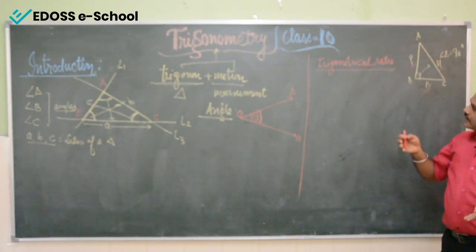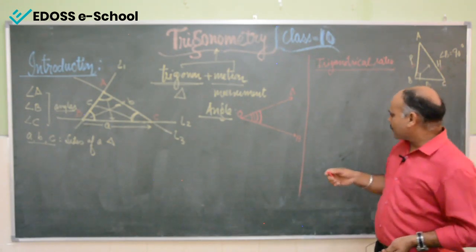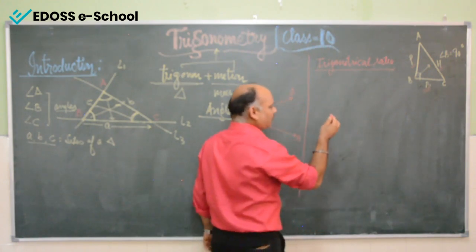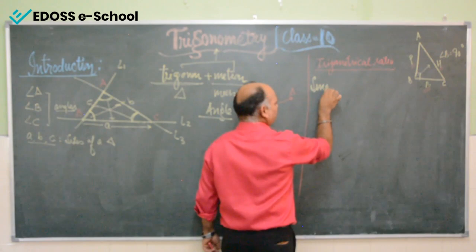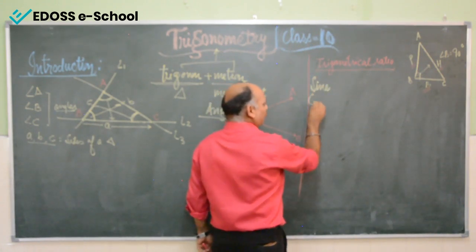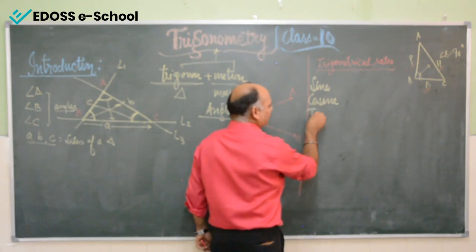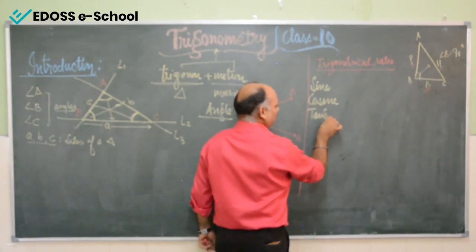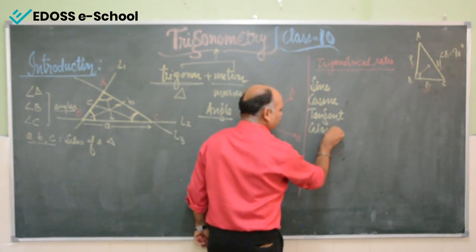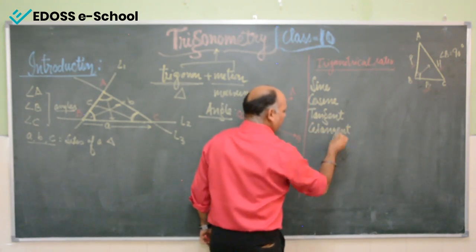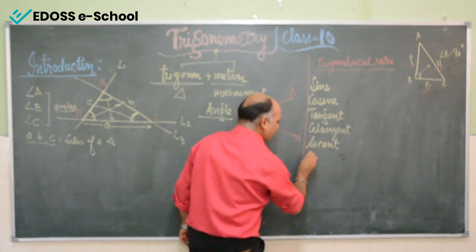Okay. Now I was talking about the trigonometrical ratios. There are 6 trigonometrical ratios. The first one is sine, S-I-N-E, sine. The second one is cosine. The third one is tangent. Then cotangent. Then secant. And the last one is cosecant.